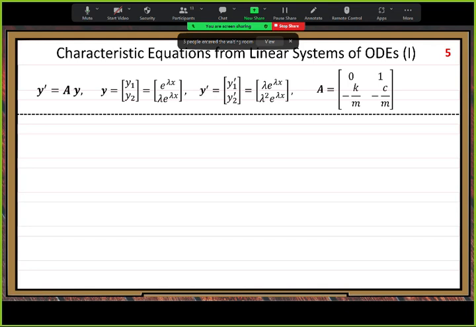Now let's plug those vectors and the matrix into our linear system. The first thing we can see is y prime equals lambda times the y vector. Can you see? Here we can factor these two functions. They have a common factor lambda, so you can factor that common factor lambda out of the y prime vector.